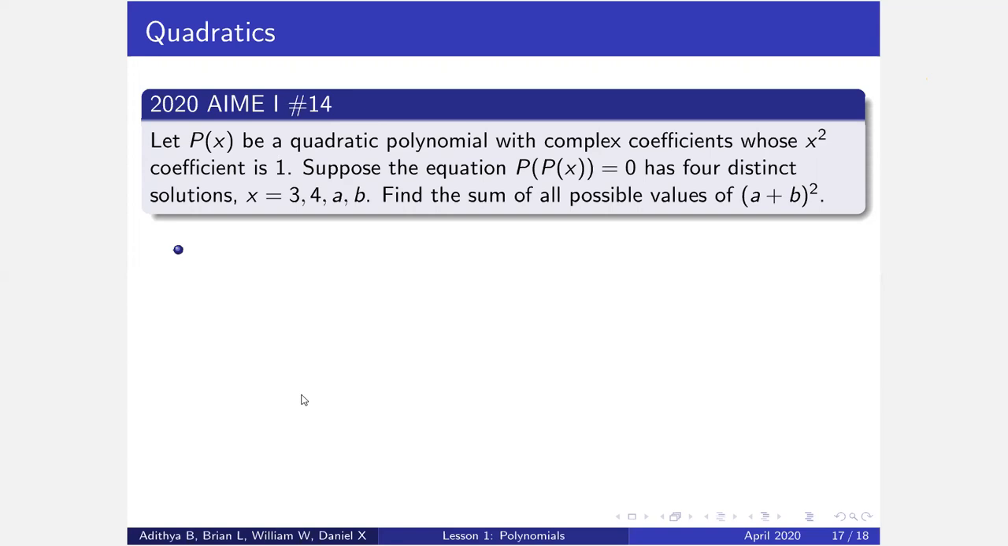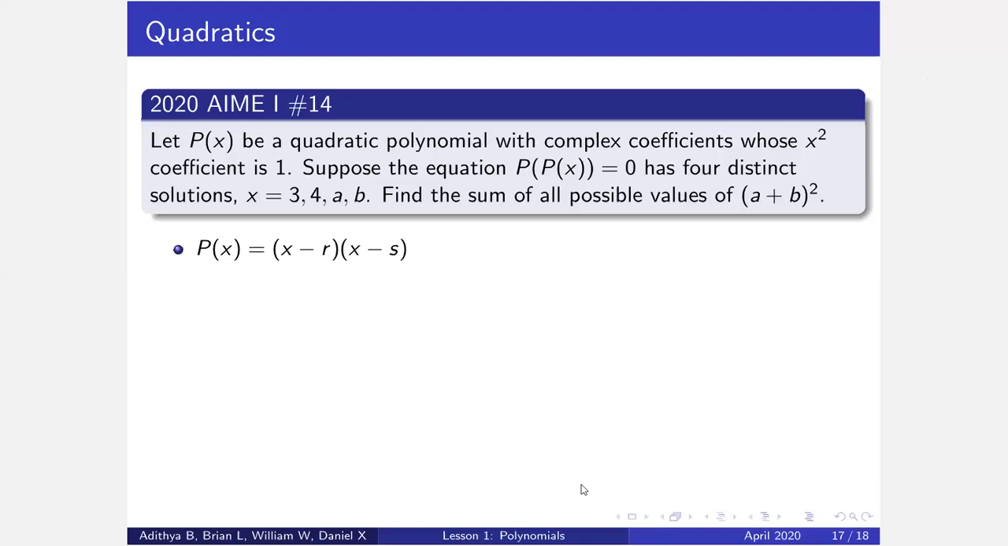All right, so let's start off by writing P of x is equal to x minus r times x minus s. We know that the leading coefficient is 1, so there's no constant factor out front, and r and s are the roots of this polynomial. We do this because we want to know what the roots of the polynomial are, because we know what the roots of p of p of x are.